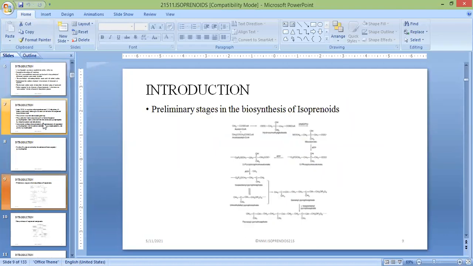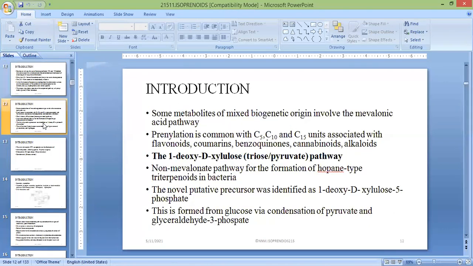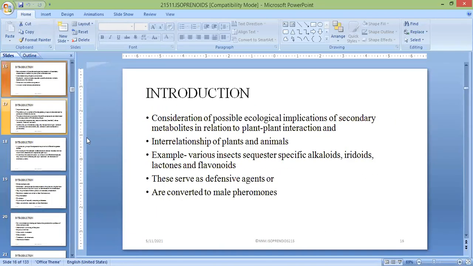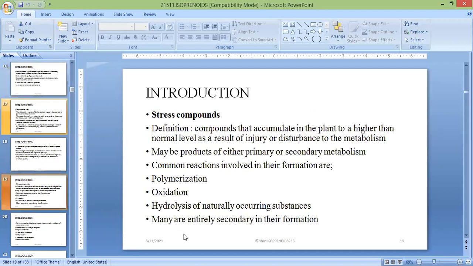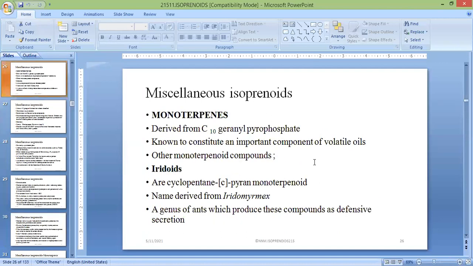Then we moved further and looked at sesquiterpenes. We saw the arnica flowers, feverfew, artemisinin, and also santonica flowers. Artemisinin, of course, as an antimalarial, is very important. Feverfew is used for pain relief of fever. And santonica flowers can be used for roundworms and threadworms.